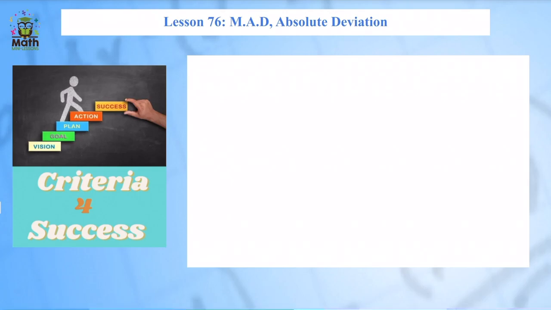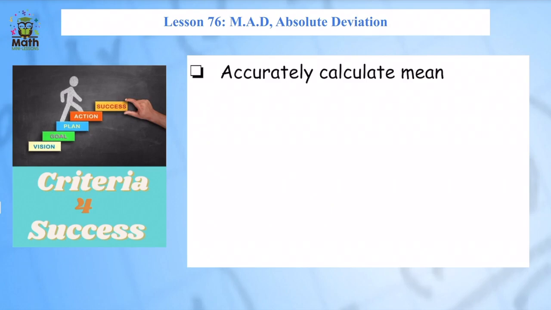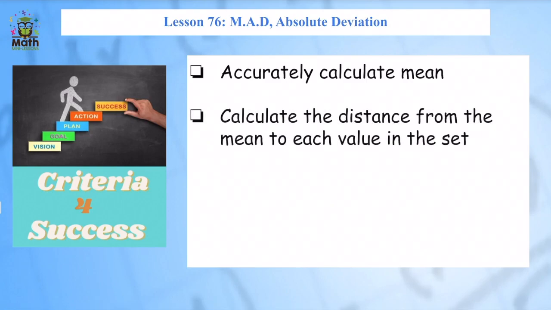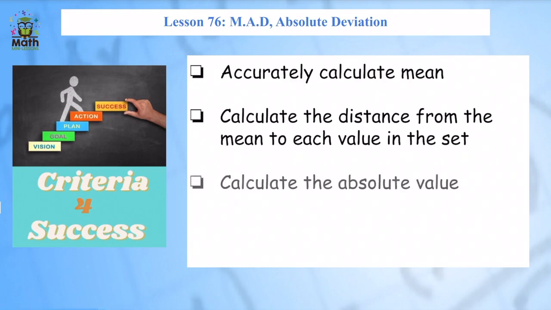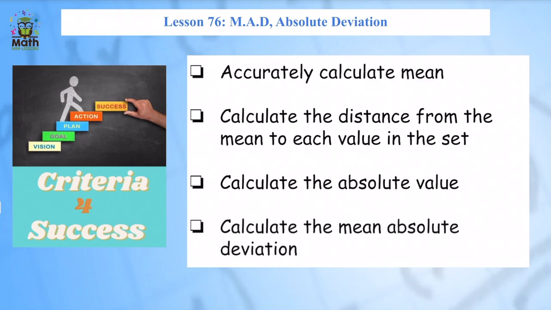So here are the things I want you to look out for while I'm modeling. First, that I can accurately calculate the mean of a set of numbers, that I can calculate the distance from the mean to each number. And remember, distance is always a positive value, which is why we calculate the absolute value of those distances between each number. And finally, I can calculate the mean absolute deviation. Pay close attention so that you can model the same steps during your checkpoint.